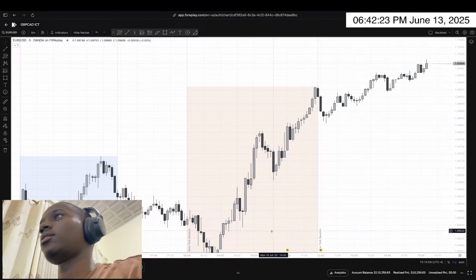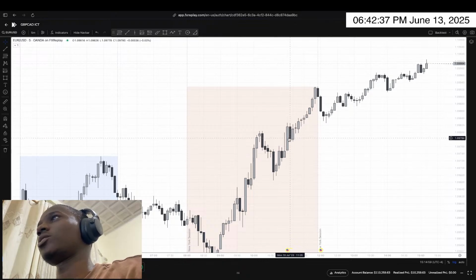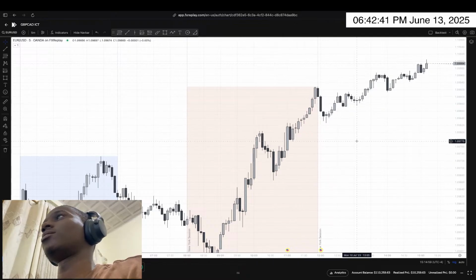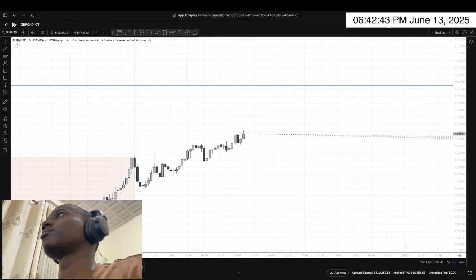From 10 right here, 10, good, to when this time it had created this fair value gap at the open, came retraced into it, then started rejecting and pushing higher. So this is a really nice one. So let's go to the next day.